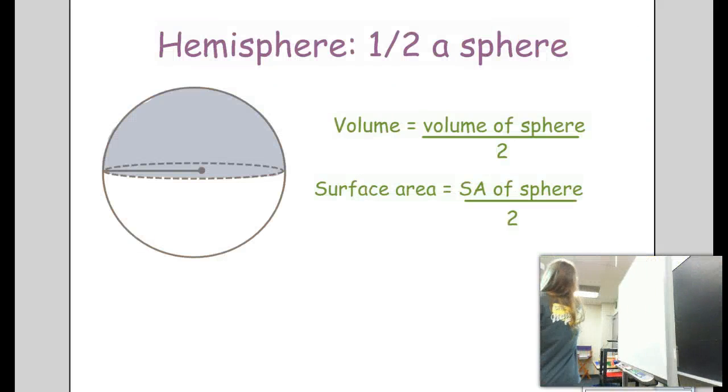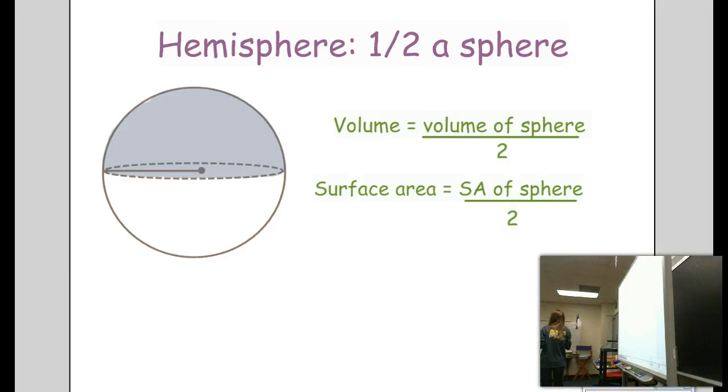If you ever hear the word hemisphere, what does it mean? It just means half of a sphere. So if I told you to find the volume of a hemisphere, you would find the volume of a sphere and you would divide by 2. Very good. Hemisphere is to sphere as blank is to circle.